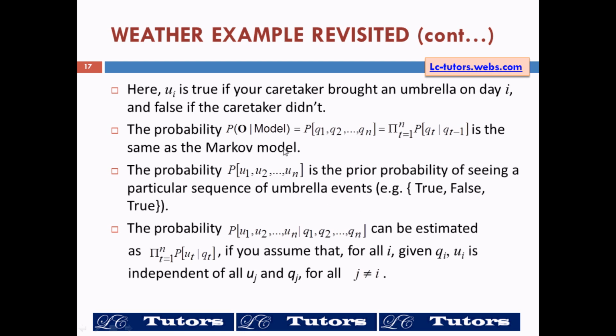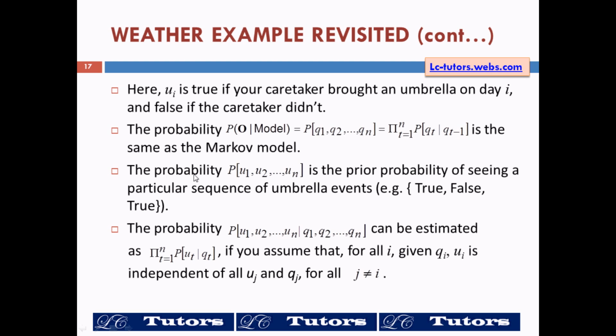Let's continue further. Here ui is the observation, true if your caretaker brought an umbrella on day i and false if the caretaker didn't. So there is an event ui depending on the observation of the umbrella. If there's an umbrella, that means it's true. If there is no umbrella, it is false. There's a half probability of 0.5. The probability of the observation given the model, again we saw this one, which is given by this equation here, is the same as the Markov model.